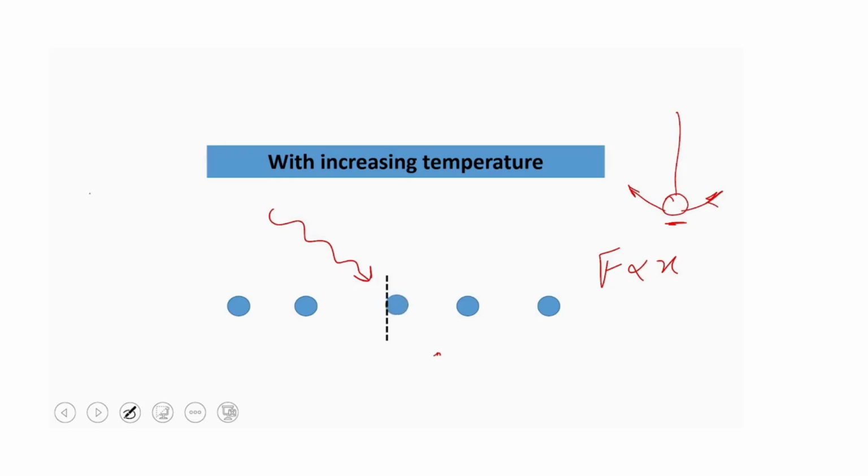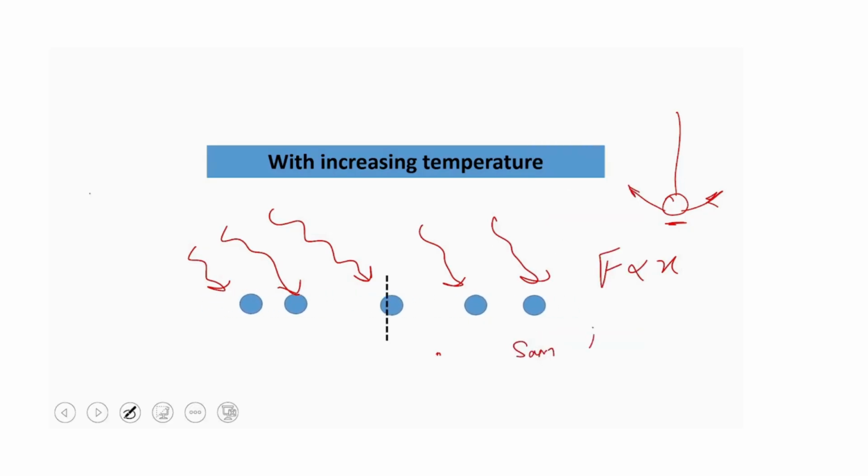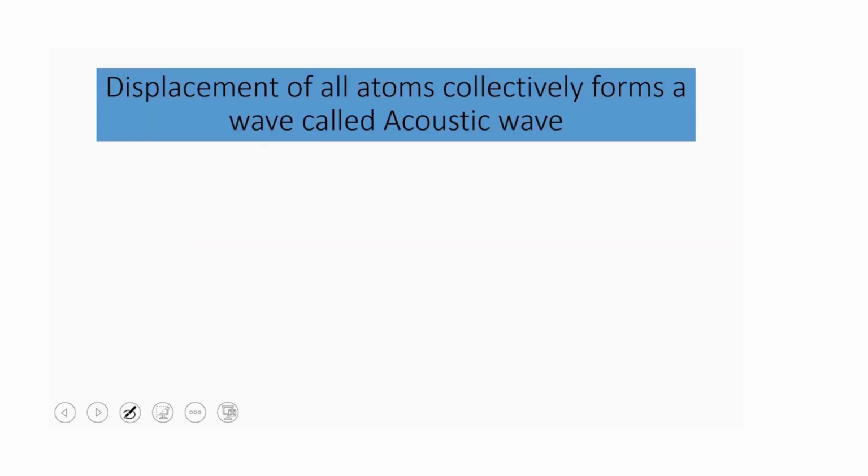But the wave or the temperature is not affecting only one atom, it is affecting all other atoms, and thus there is a continuous motion or oscillation of atoms, and the oscillations of these atoms are not in phase but they have the same frequency. So if we consider the collective oscillation of all the atoms in the crystal, it will form a wave which we call an acoustic wave.